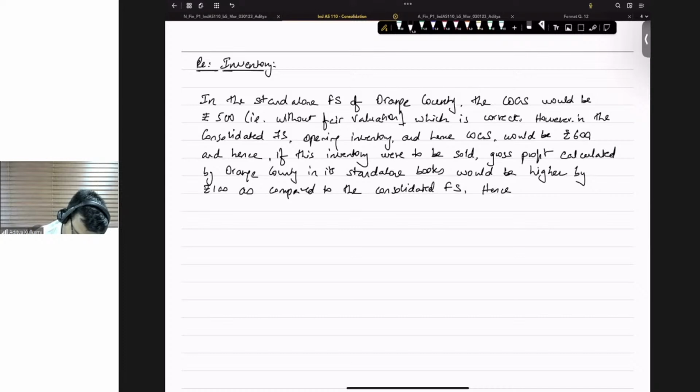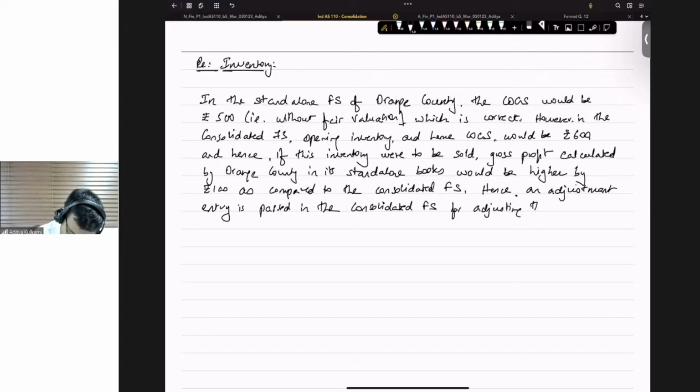Hence, an adjustment entry is passed in the consolidated financial statements for adjusting the profit of rupees 100.